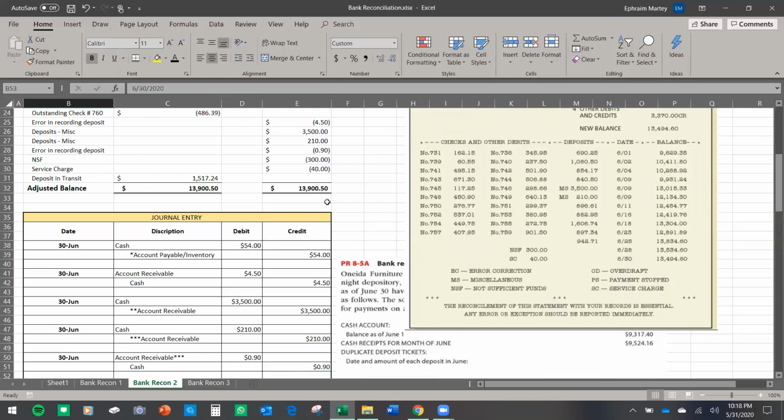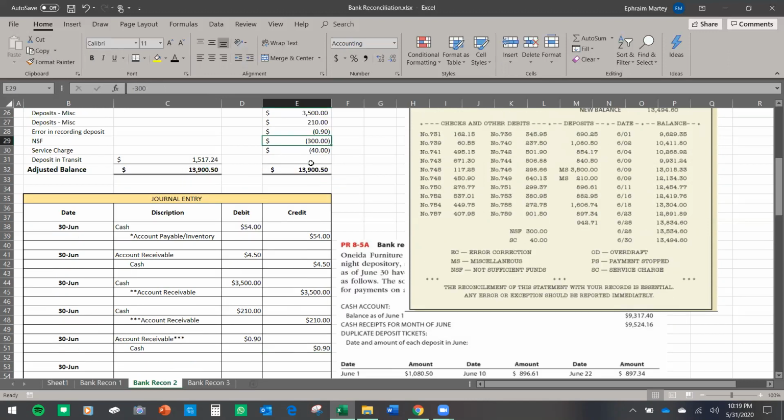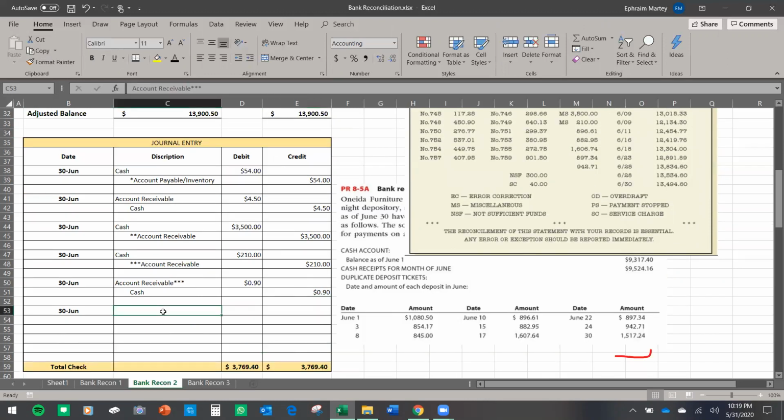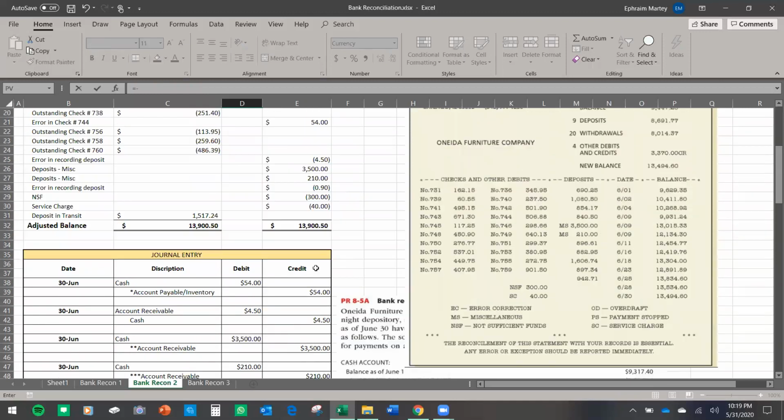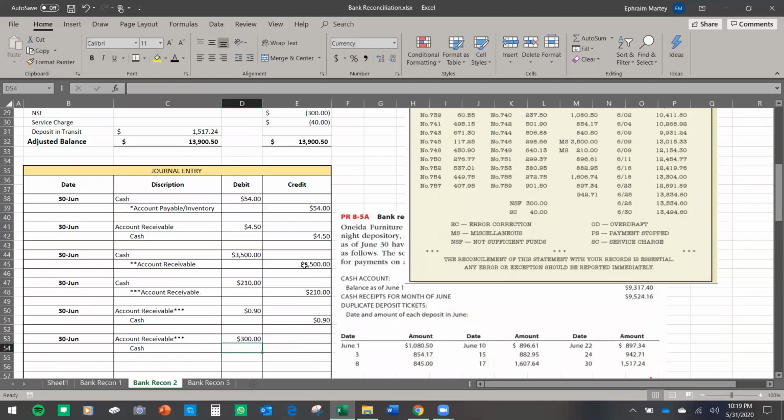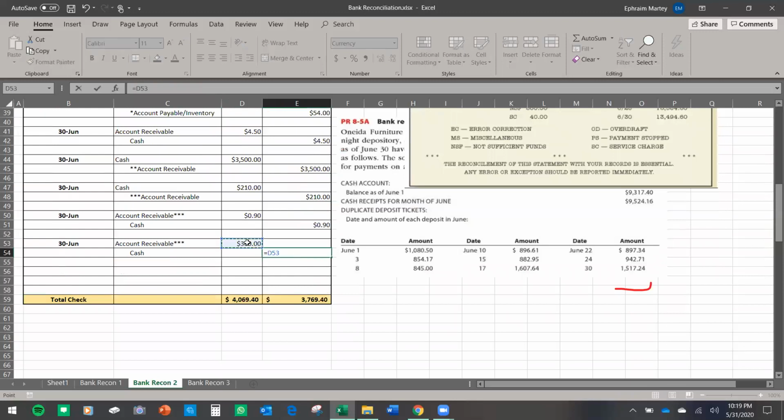Let's move on and do the next one. So we have 300 here. What is happening? That's NSF. NSF means someone who owes us money gave us a check and the check was wrong. So we have to say, hey, you still owe us money. We wrote off our account receivable, and now we're going to put it back. So we're going to do NSF of $300. Remember, you cannot have a negative in your entry. You're going to put back that $300.